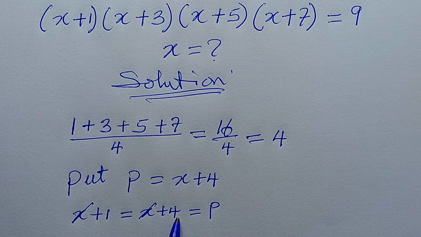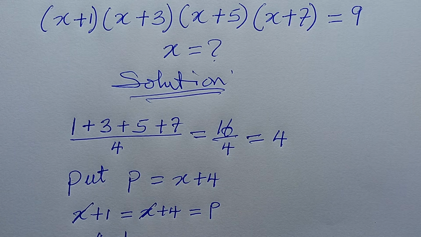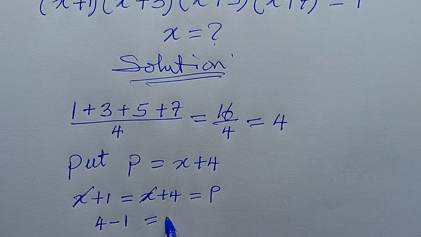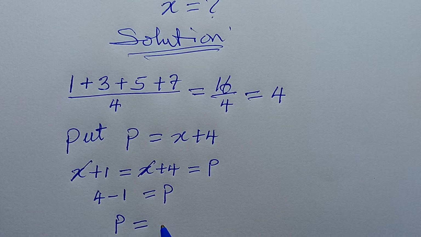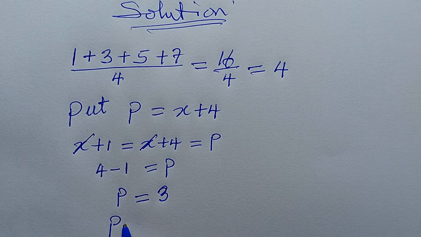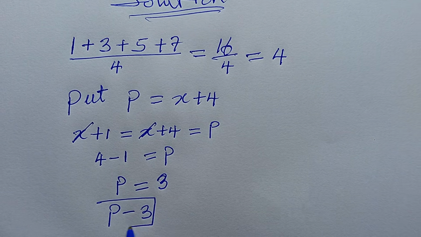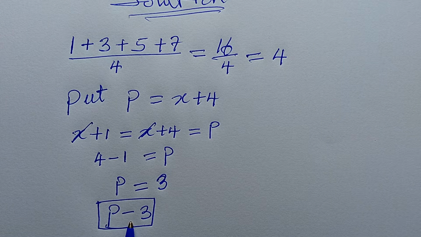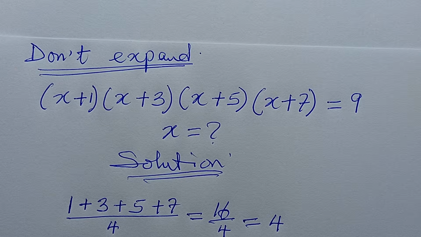If you move this to this side, this is going to give us 4 minus 1 equal to p. And there we're going to end up having p is equal to 3. Good. So if I move 3 back here, it's going to give us p minus 3. Okay, so let's keep this. This is what we're going to put in place of this x plus 1, right?